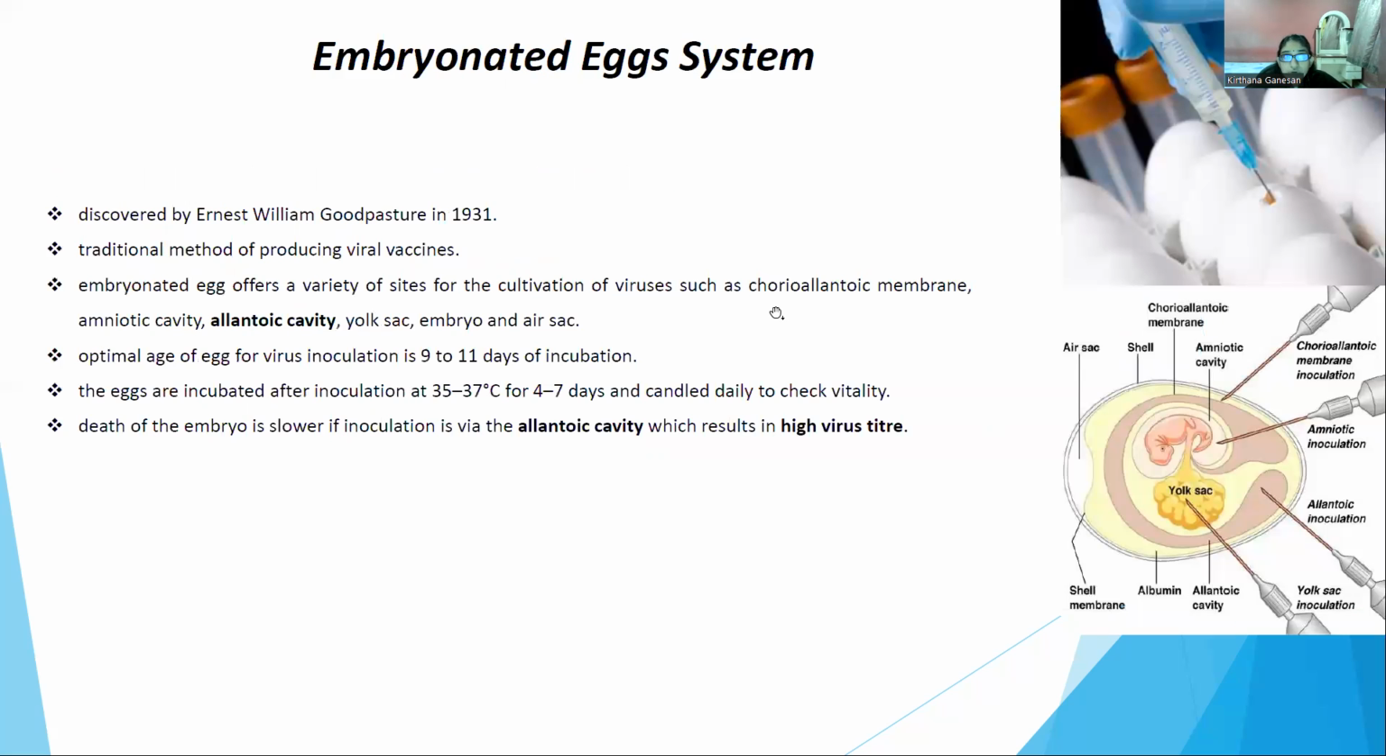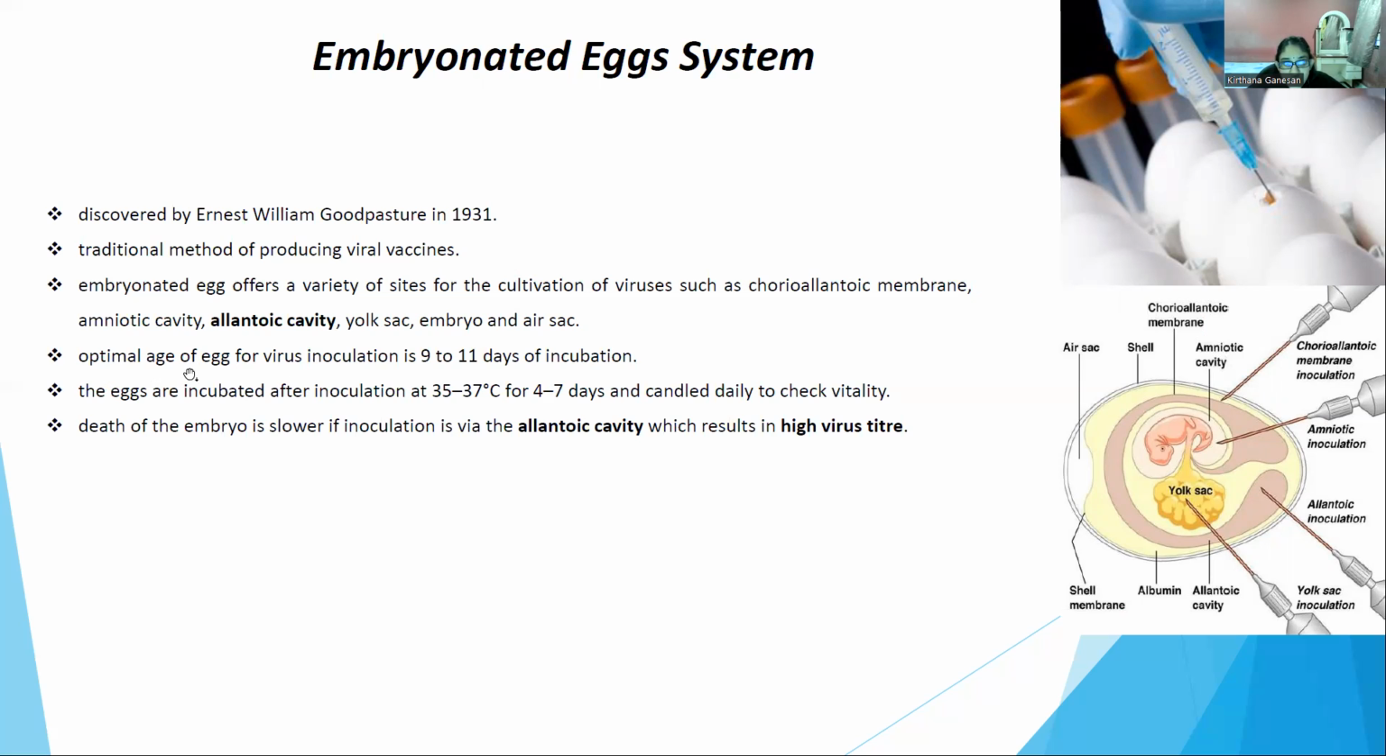What is the embryonated egg system? So the embryonated egg system was basically discovered by Ernest William Goodpasture in 1931. It is a traditional method for producing viral vaccines. Embryonated egg offers a variety of sites for the cultivation of viruses such as the chorioallantoic membrane, amniotic cavity, allantoic cavity, yolk sac, embryo, and air sac. As you can see here, the virus can be injected through the various cavities mentioned here.